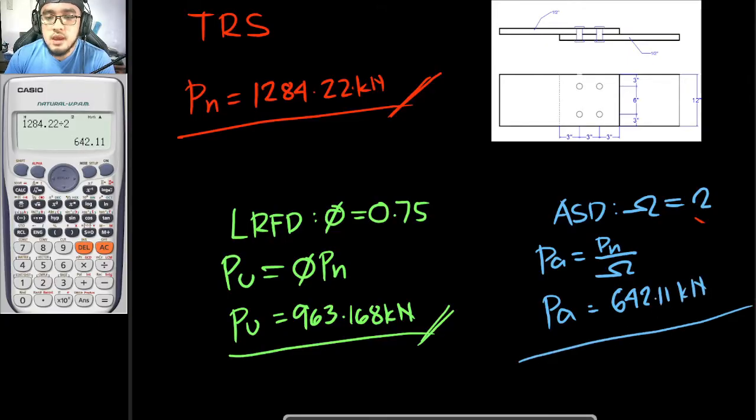Kilonewtons. So this is to be your ASD and LRFD strengths of your cross-sectional yielding and your tensile rupture stress.